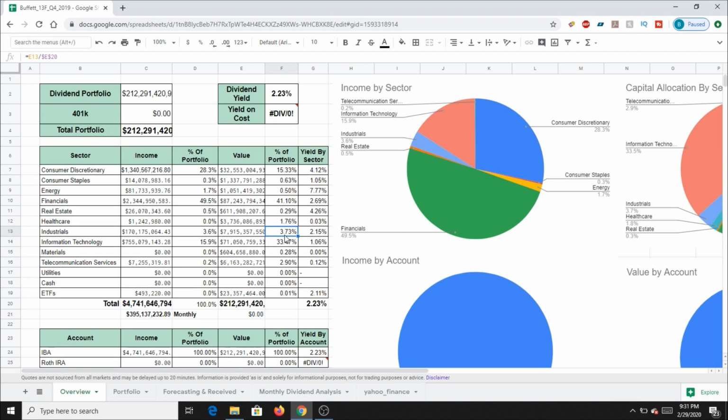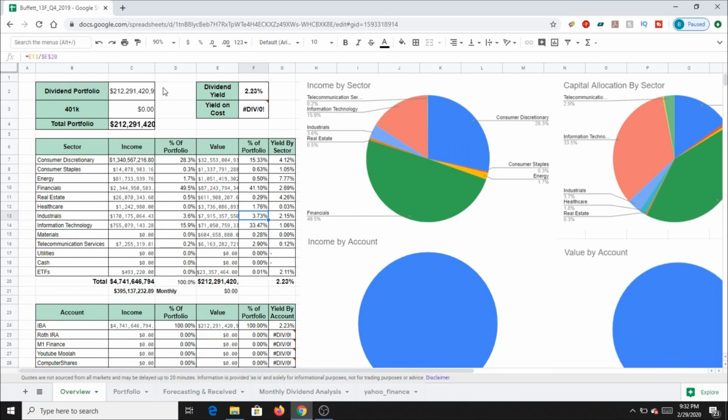All right, guys, welcome back. For those of you unfamiliar with how this overview portfolio tracker works, we basically have two pie charts. In the center, we have income by sector. On the right hand side, we have the capital allocation, or the portfolio value by sector as well.